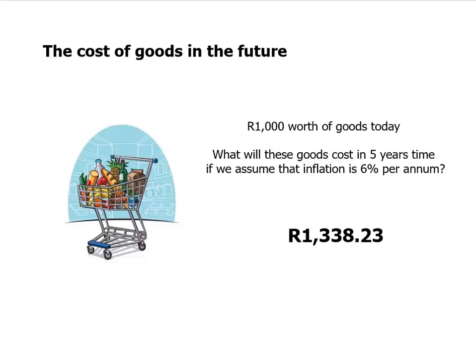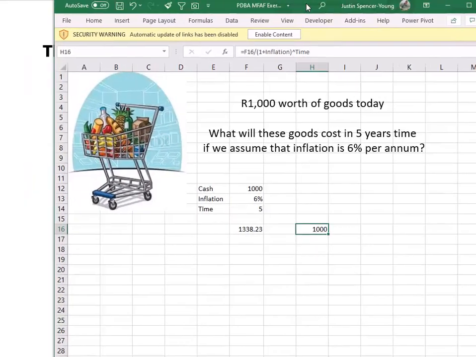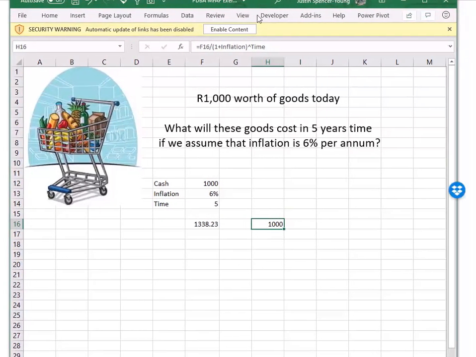So how do we do that calculation? Well, we do that using the future value or present value formulas that I showed you a moment ago. I'm going to bring into the picture a spreadsheet that can help us do these calculations. So here's the problem we're faced with. We're spending 1,000 Rand today. We're assuming that inflation is 6%, and we want to know what these goods will cost us in 5 years' time. So I've simply put these components into my formula.